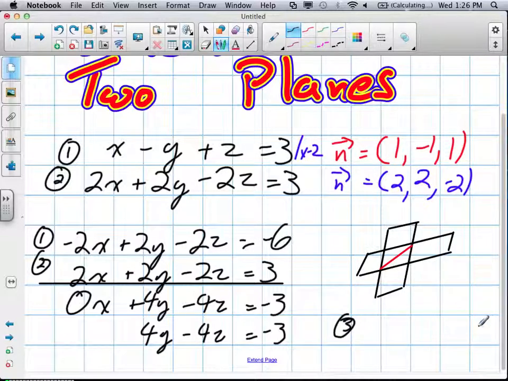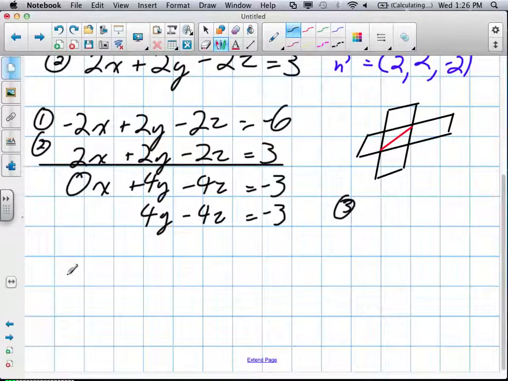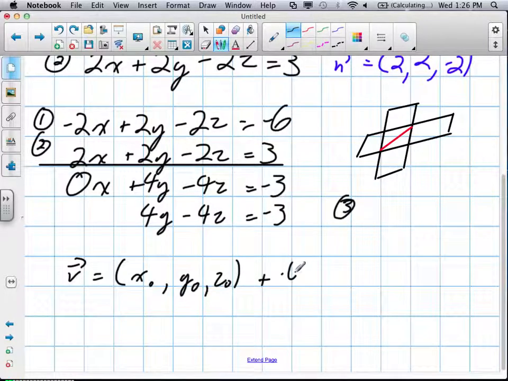Now, remember, we have two equations, three variables. We can't find specific values. And that's okay because we're not looking for specific values. We're looking for a line. What we're going to do here is, if you guys remember vector or parametric form, in vector form of a line, we have x naught, y naught, z naught, plus a scalar, t, sorry, of direction vector a1, a2, a3.